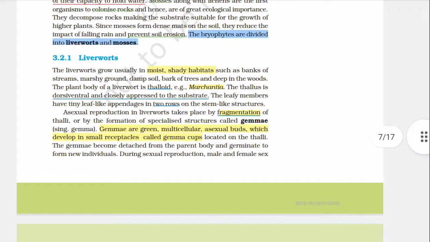Thallus is dorsiventral, that is, it is like they are pressed. The leafy members have tiny leaf-like appendages in two rows, and the asexual reproduction takes place through fragmentation or by the formation of specialized structures called gemmae. These gemmae are green, multicellular, asexual buds which develop in small receptacles called gemma cups. So there will be gemma cups in Marchantia in which these asexual buds called gemmae are present. And when the gemmae become detached from the plant body, they will germinate to give a new individual.